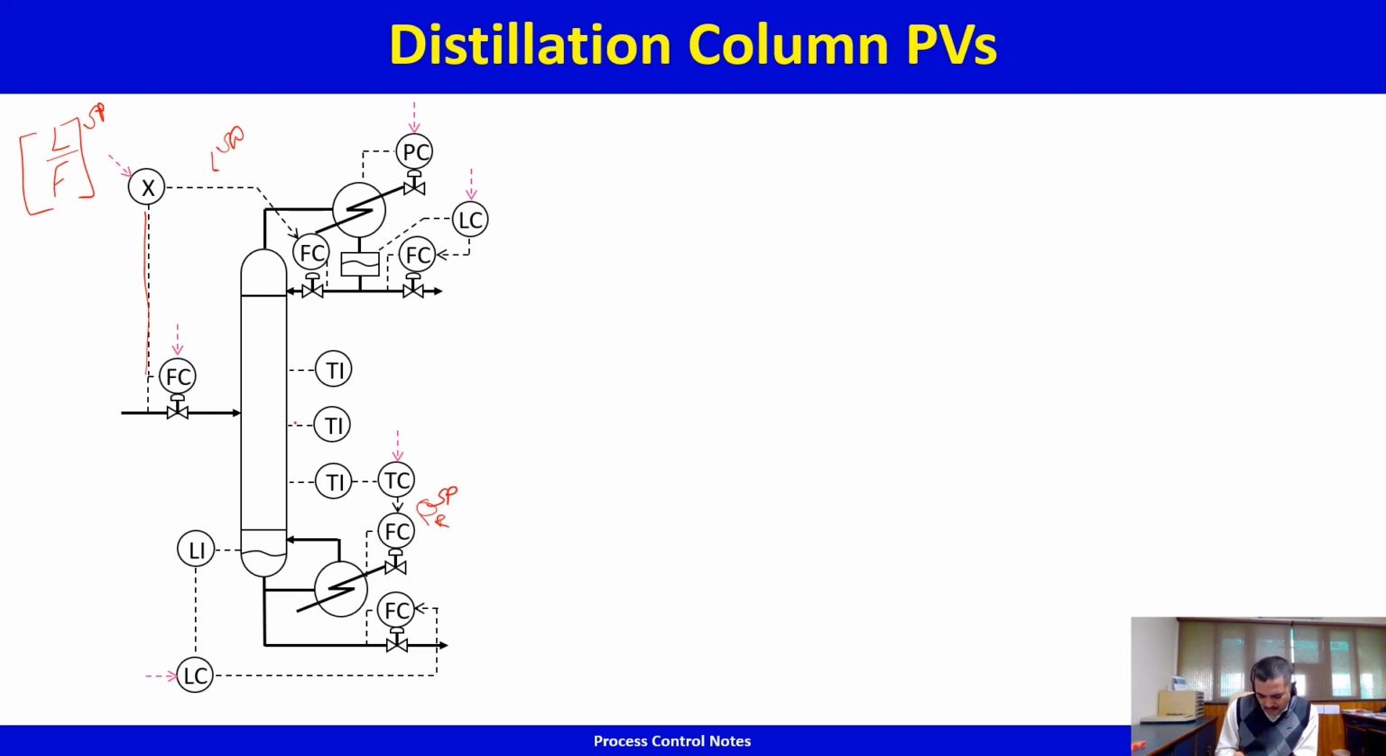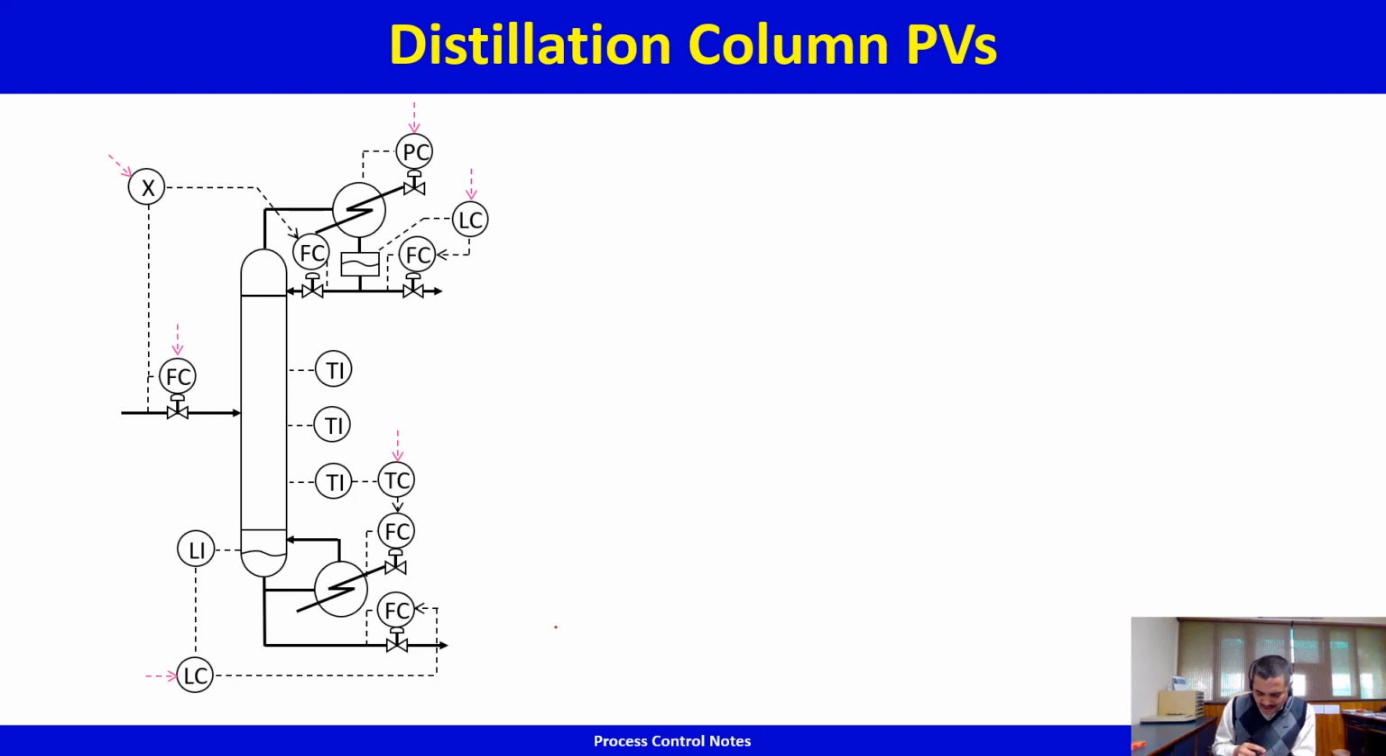To understand this, suppose light key starts dropping down the column, then the tray temperature will start to drop. If the tray temperature drops, the temperature controller increases the steam, reboiler becomes hotter, vapor rate goes up, and the light key that is dropping down is then sent back up. So in this way, the light key is prevented from dropping down the bottoms, and you get indirect composition control.